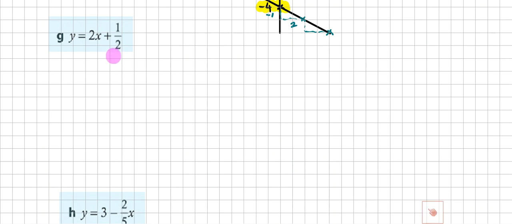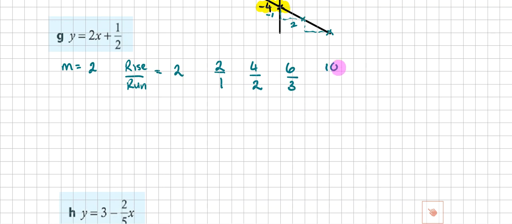First of all, let's analyse this. What is the gradient, the m value? 2. That means that the rise divided by the run has to equal 2. So what numbers, when divided, give me the answer 2? 2 divided by 1, 4 divided by 2, 6 divided by 3, 10 divided by 5, any of those that you like. So my rise can be any of these as long as the run is what goes with it. Okay, what's the initial condition?